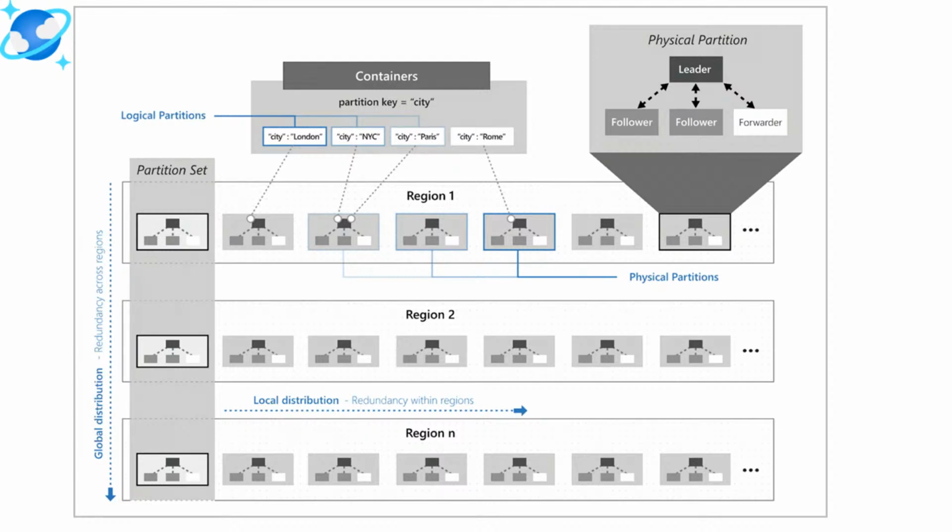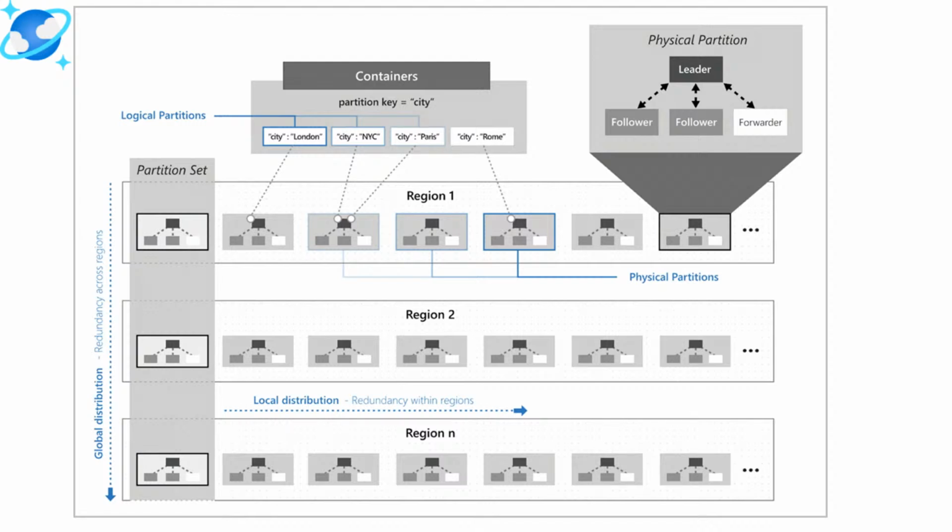Whenever you save a document on the Cosmos DB service, what happens is we take the logical partition key that you are sending with that document. We apply a hash algorithm, and that tells the system which physical partition that document should be stored in.